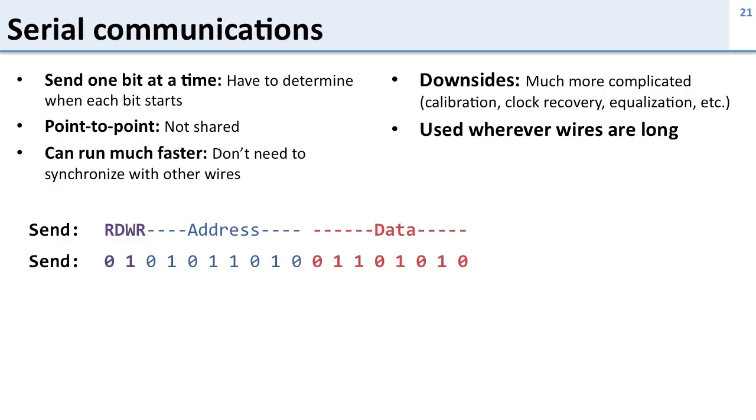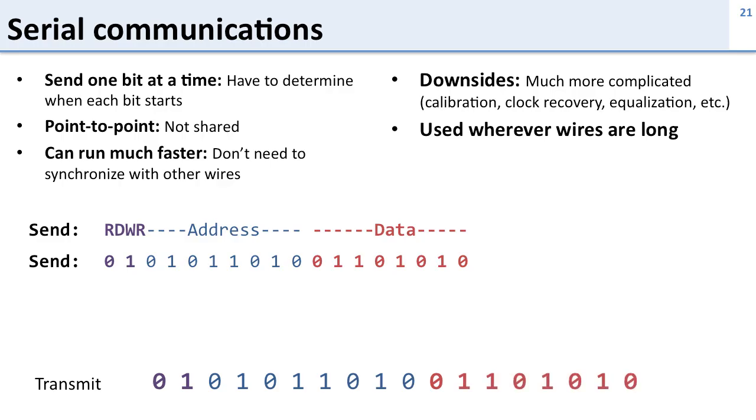Here I'm going to send the same data I had before, but I don't have a clock and I only have 1 wire, so I'm going to have to send 1 bit after each other. So you can see I send the control data first, then the address, then the data. So how are we going to actually transmit this? Well, we're going to transmit it in order. So the first bit's first and the last bit's last.